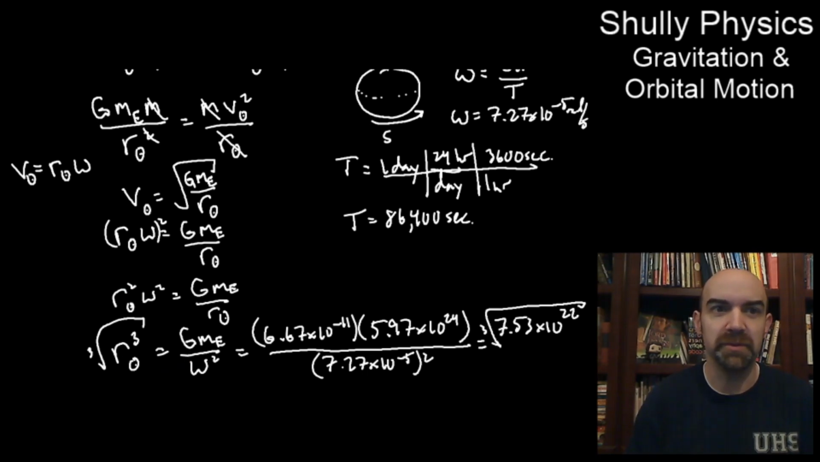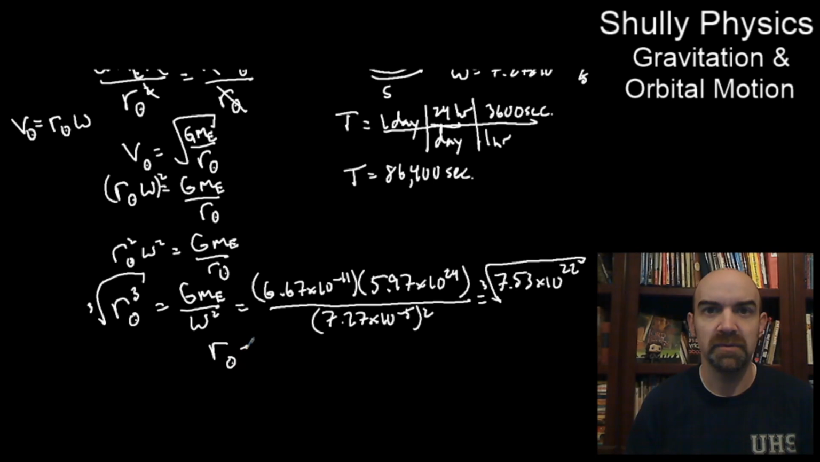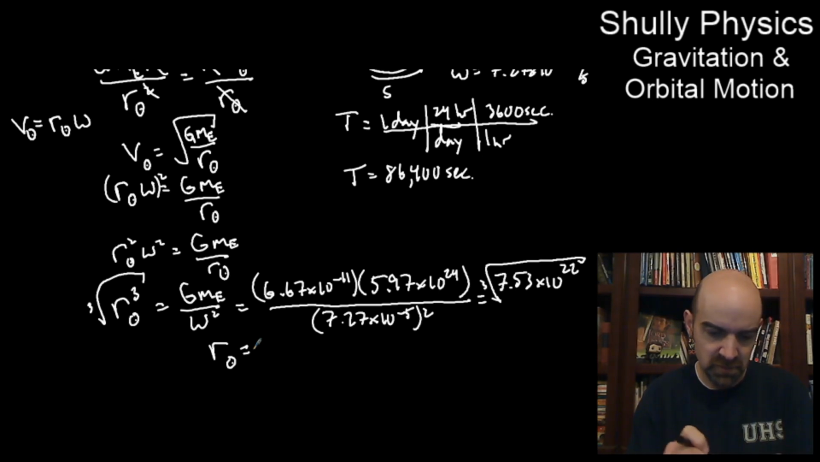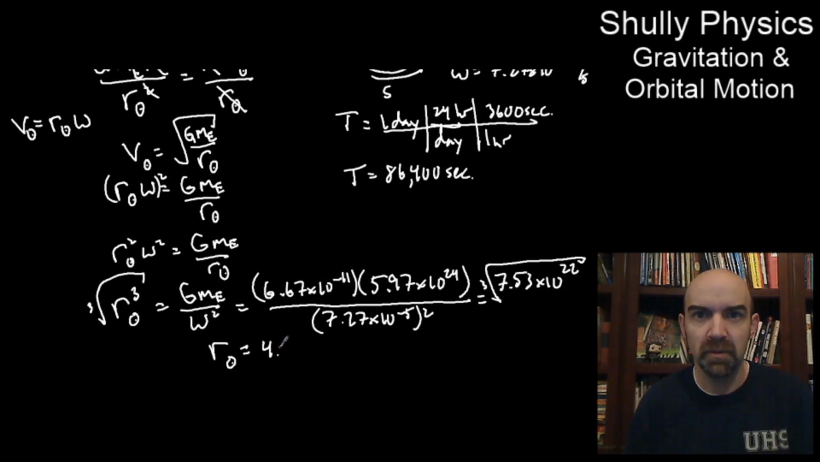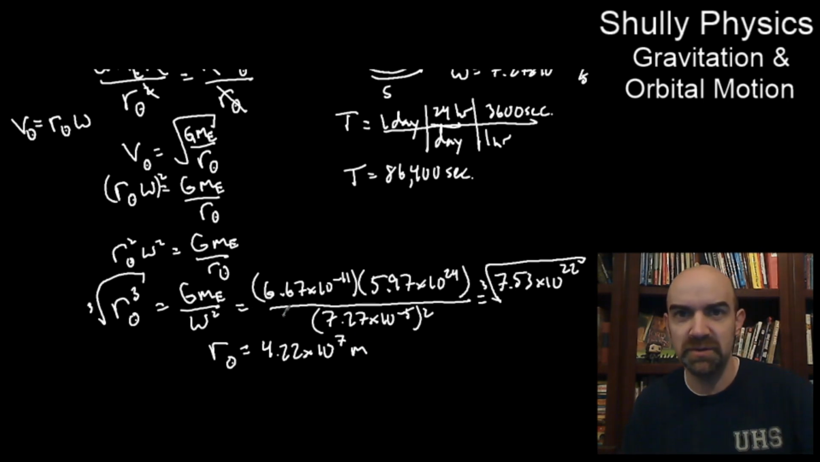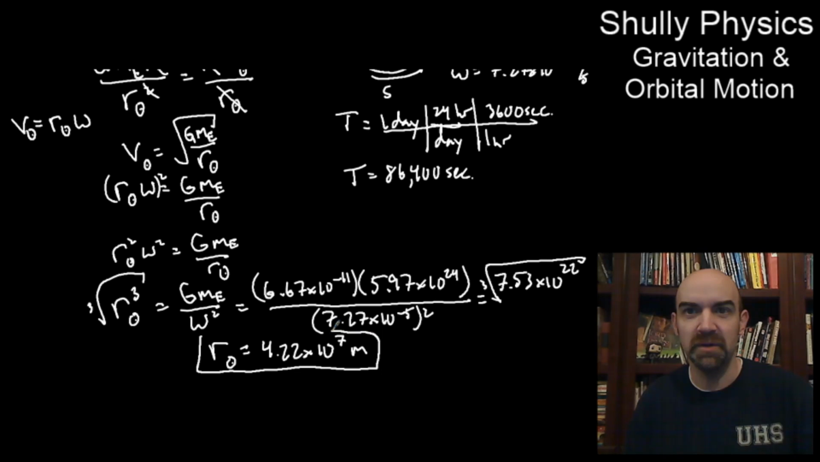And finally, we get an R orbital. It's cube root, so we got a 3. I'm just going to take that answer to the 1/3 power. And I got 4.22 times 10 to the 7 meters. Okay, so it's up there. Geostationary orbits are way up there. That's one of our unknowns.